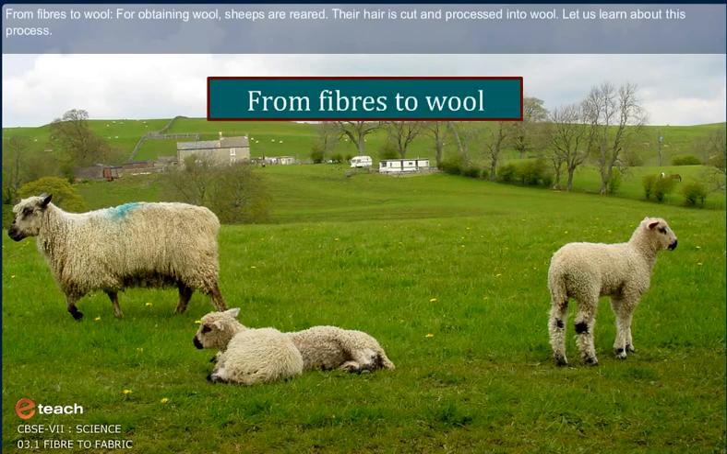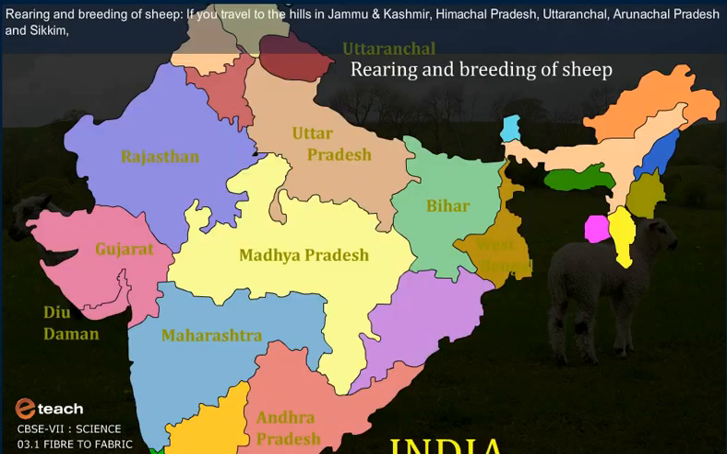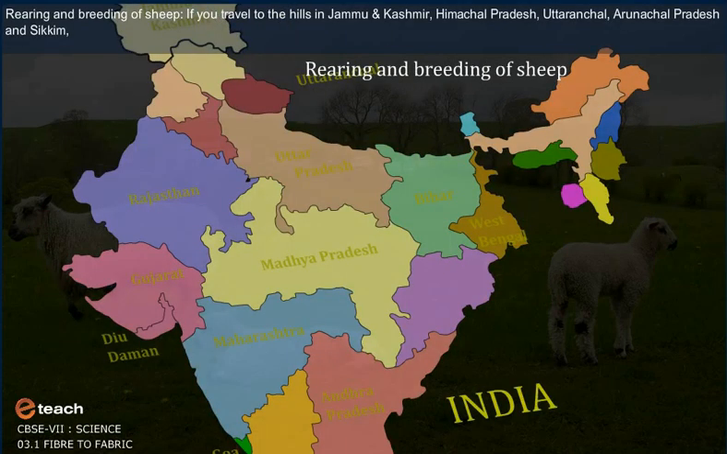From fibers to wool. For obtaining wool, sheep are reared. Their hair is cut and processed into wool. Let us learn about this process: rearing and breeding of sheep.